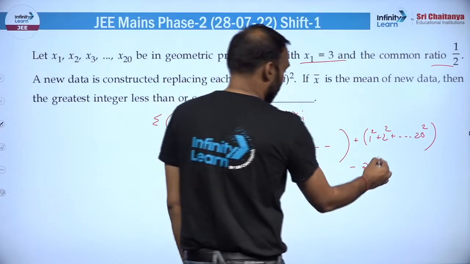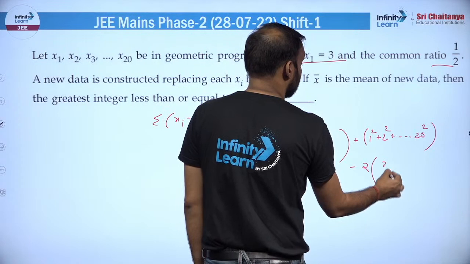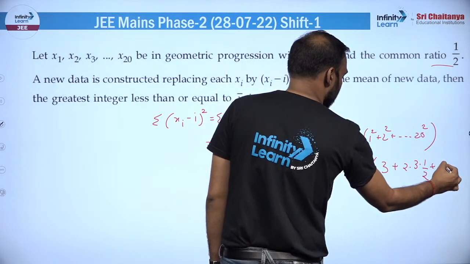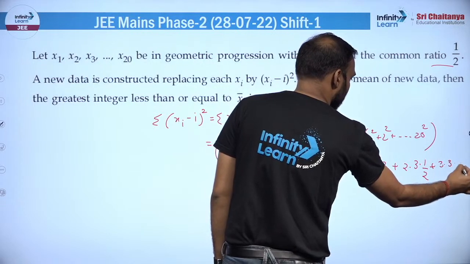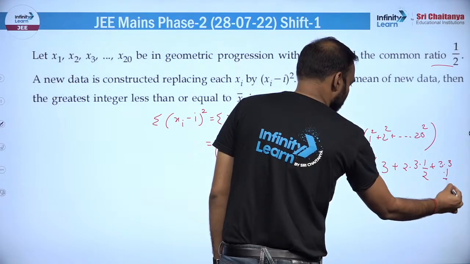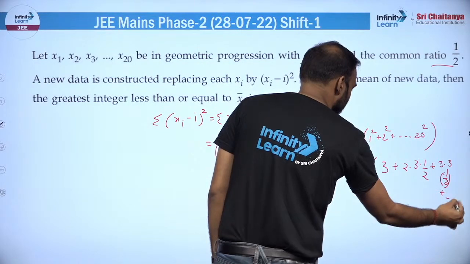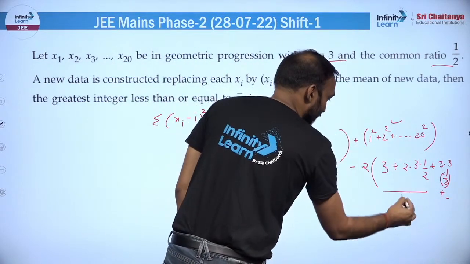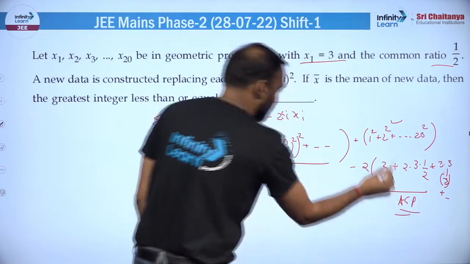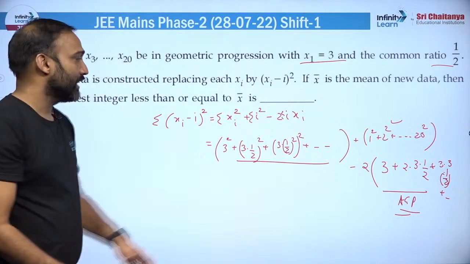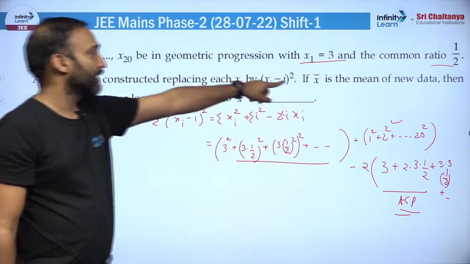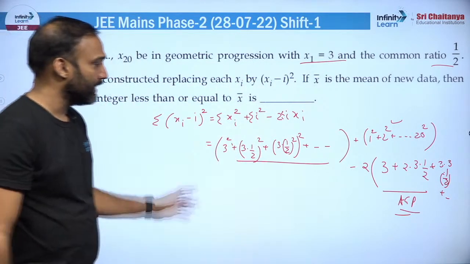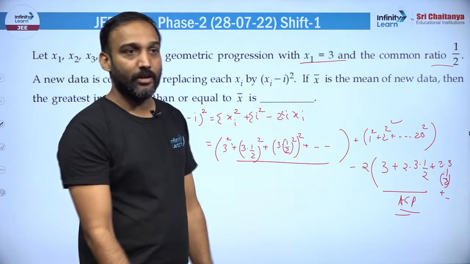Sigma i x_i would be what? x_i is 3 plus 2 into 3 into 1 by 2 plus 3 into 1 by 2 whole square and so on. So this is a GP, this is the standard formula, this is the AGP. So we can find out the sum of all these three. Once I know the sum of all these three, I have to find the mean. So I'll divide this by the number of terms. Number of terms are 20. So if you divide this by 20, you will get your answer.